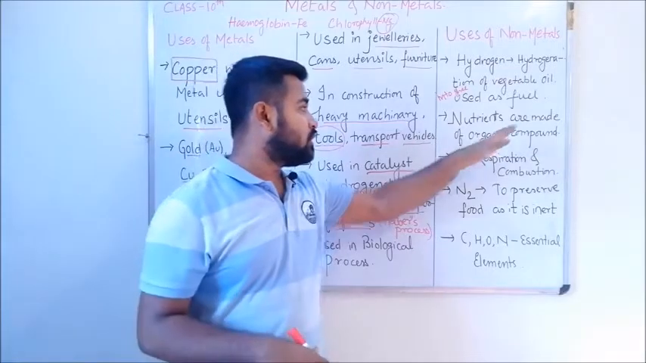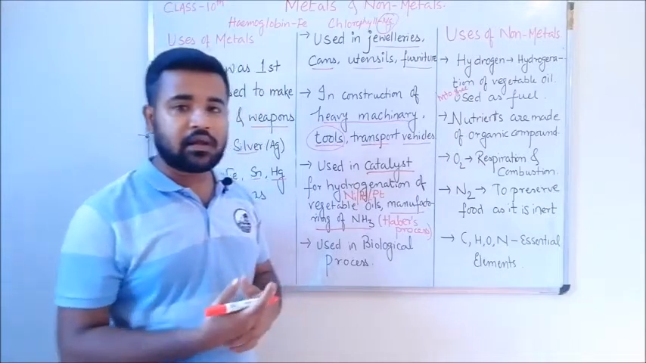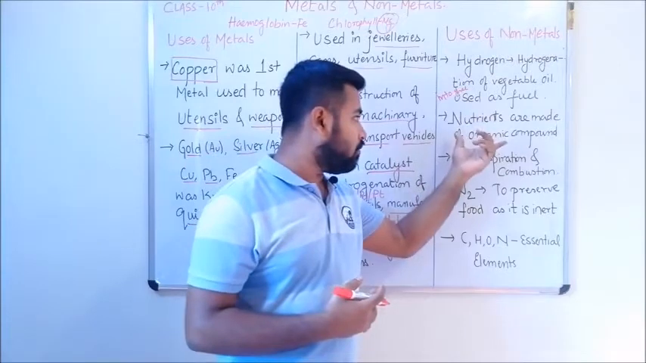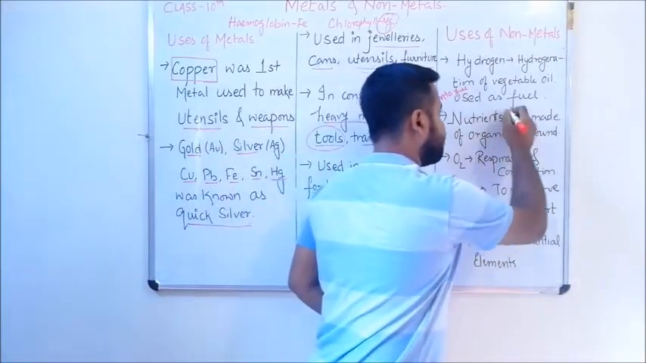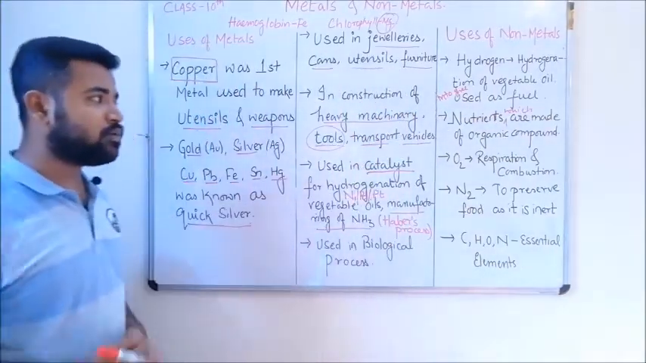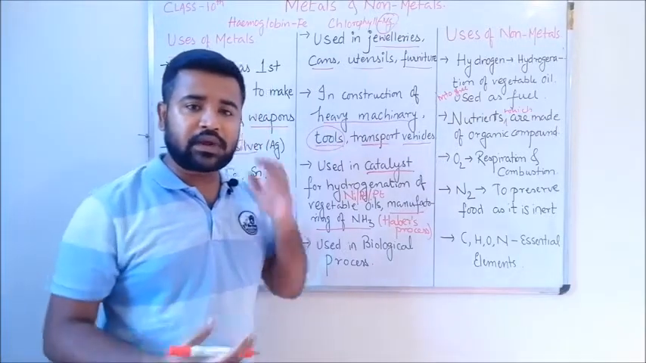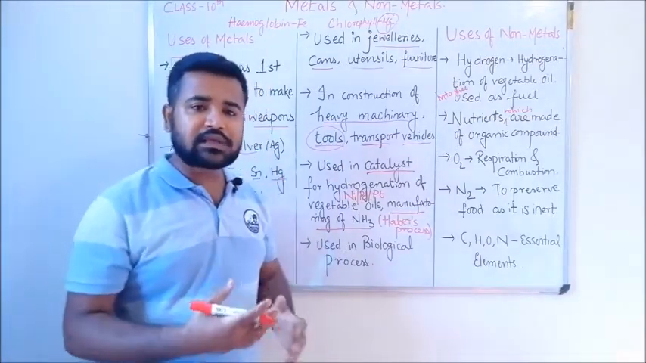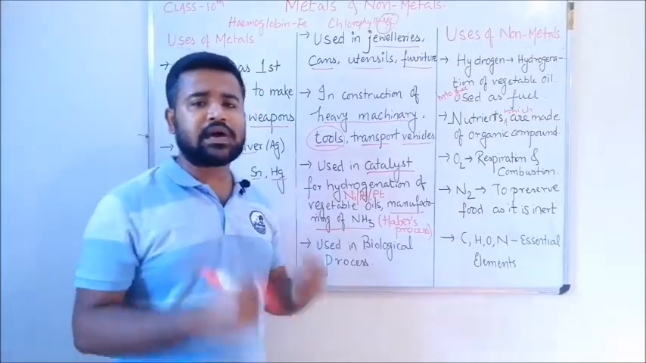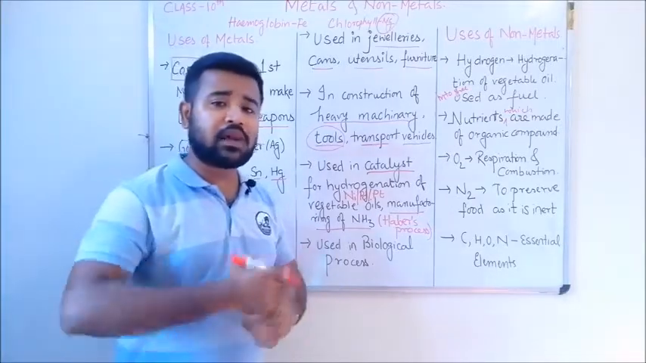Clear? Next, nutrients are made up of organic compounds. What do we mean by nutrients? Carbohydrates, proteins, vitamins. These are called nutrients. They are made up of organic compounds, and organic compounds mainly contain carbon, hydrogen, oxygen and nitrogen. These are all non-metals.